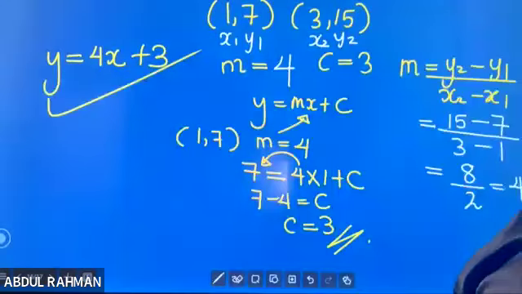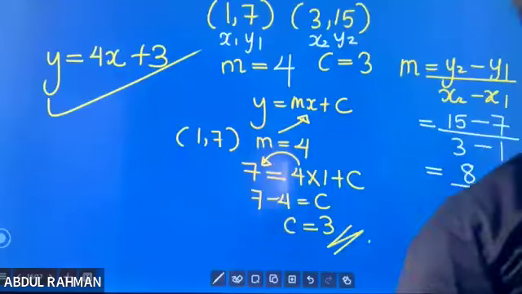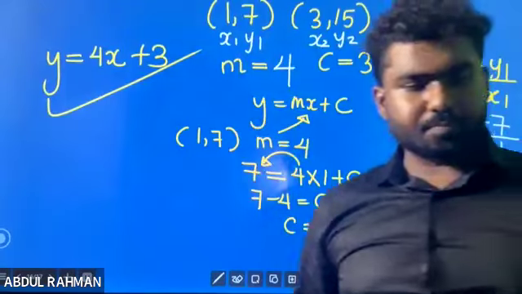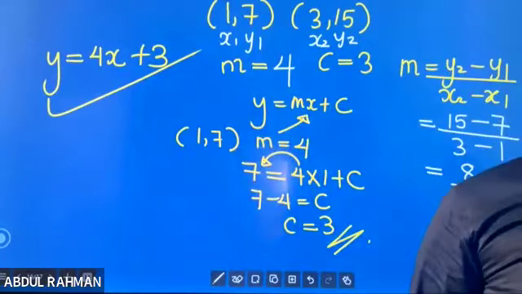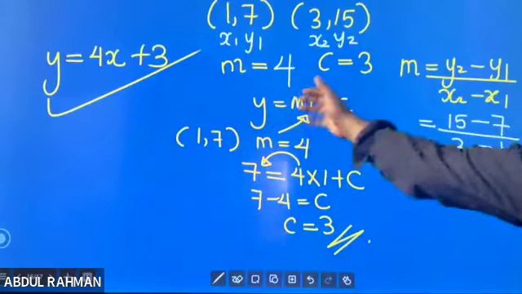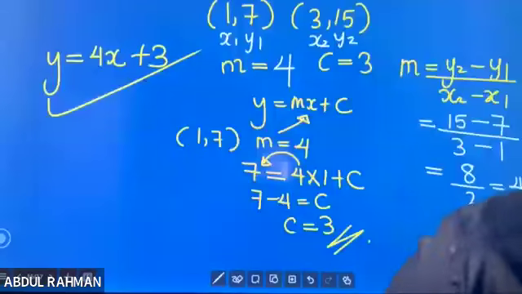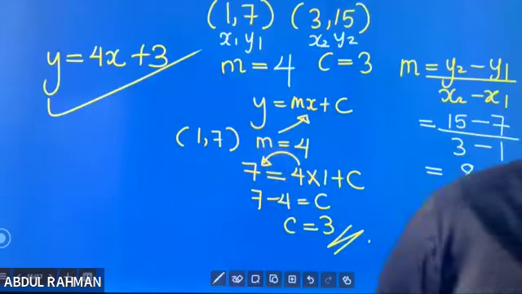Is that clear how to do this? Yes or no? Give me a thumbs up. Super. Quickly copy this down. Hana, yes, Hana. What is the thing? Can we take the value of y as 15 also? 3 and 15 also you can take.